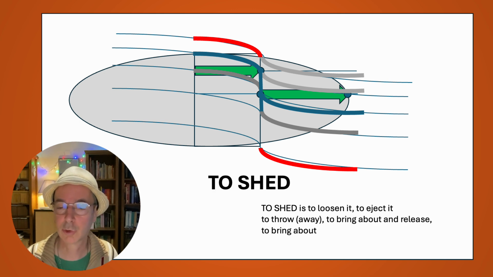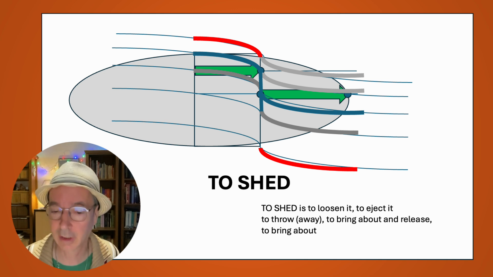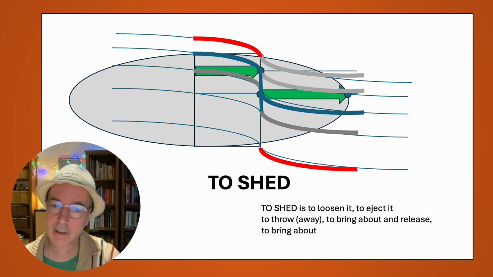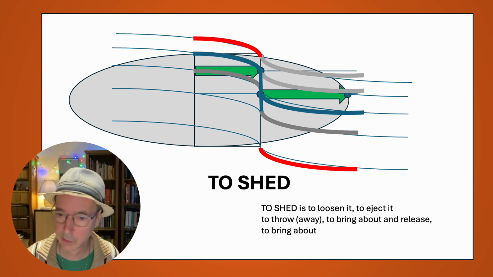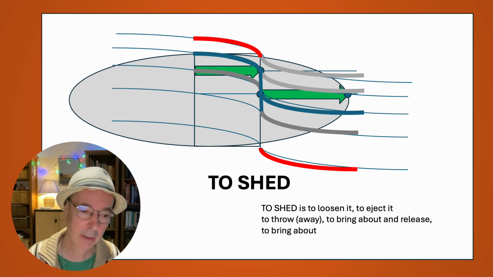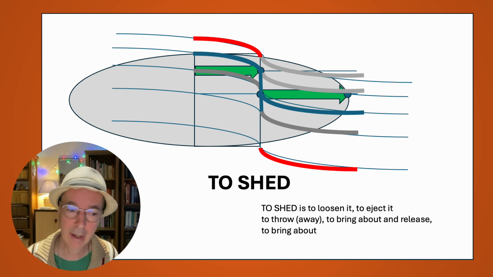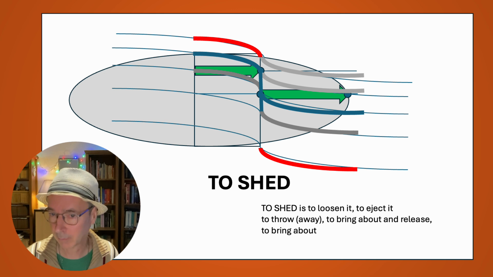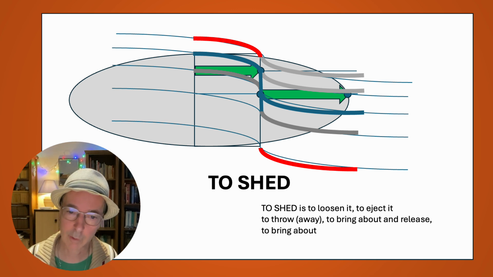So to shed is also to loosen it again, to eject it again. So I find it, I can find it suddenly, and I immediately lose it again, throw it away, bring it about, release it from my vision. I don't constantly have to put my attention to it, and I can release it and bring it about. That's all these kind of associations that you have with shedding, or to shed.